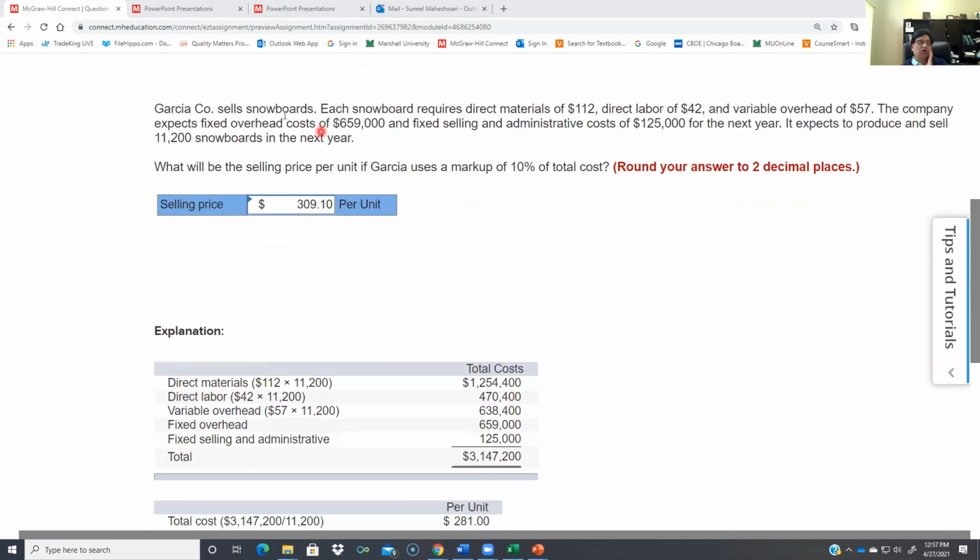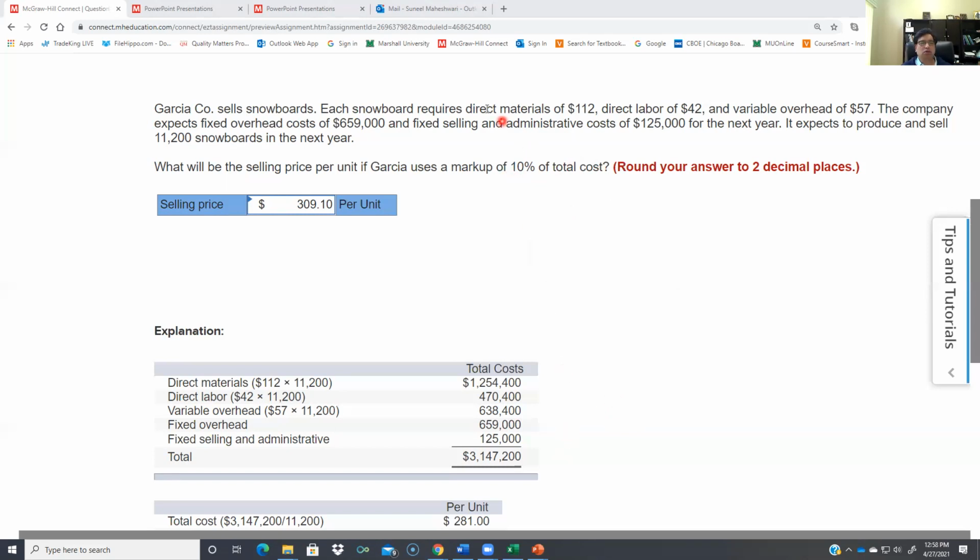So in this case, they sell snowboards. $112 for direct material, labor 42, variable overhead 57, fixed overhead 659, selling and administrative 125. So the costs are given to you, and it expects to sell 11,200 snowboards. Now, if it uses a 10% markup on the total cost, they can tell you the markup is on the variable cost or the total cost, or they might give you the target price. Then in that case, you have to reduce the total cost and then come up with the markup.